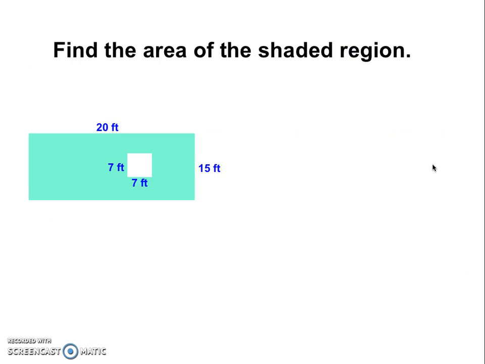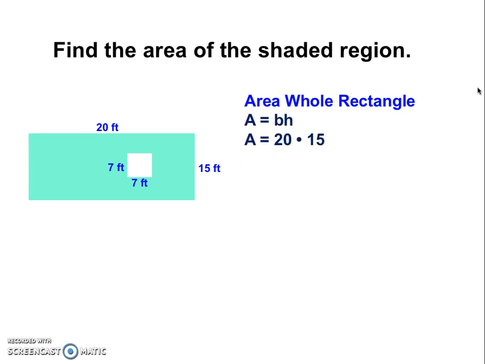All right. Let's take a look at this one. I've got a larger shape and a small inside shape. The shaded region is the larger shape minus this inside. So we're going to start off with our whole rectangle. The formula for that rectangle is base times height. So the area is 20 times 15. 20 times 15 gives me 300, so the area of that whole thing is 300 feet squared.